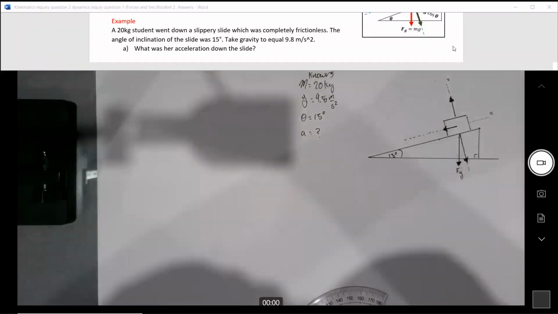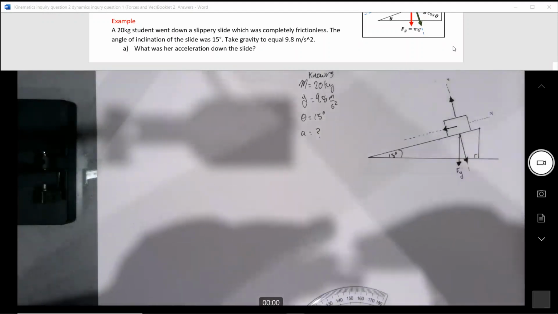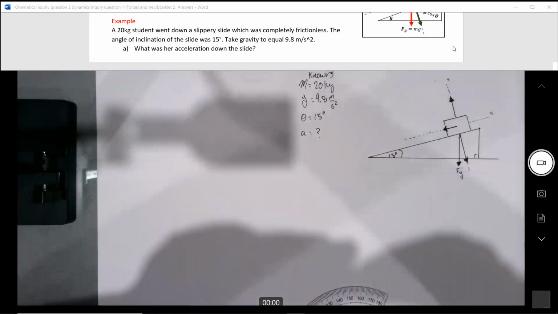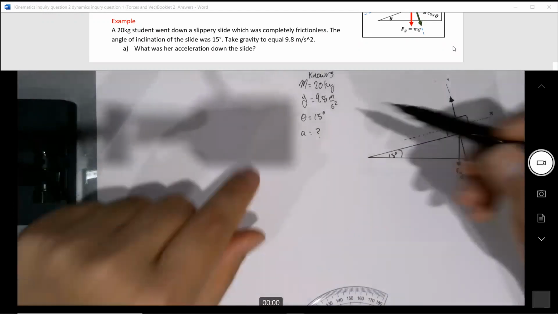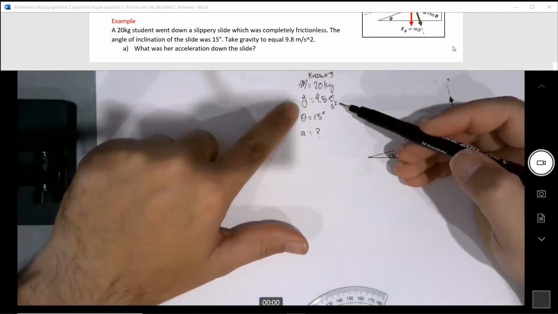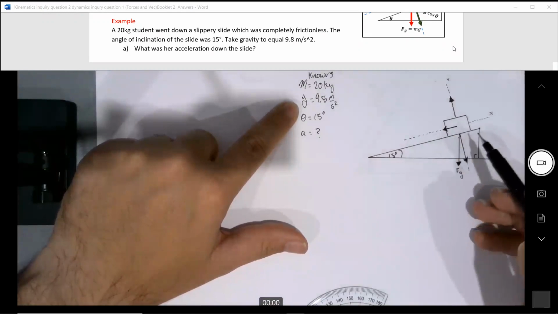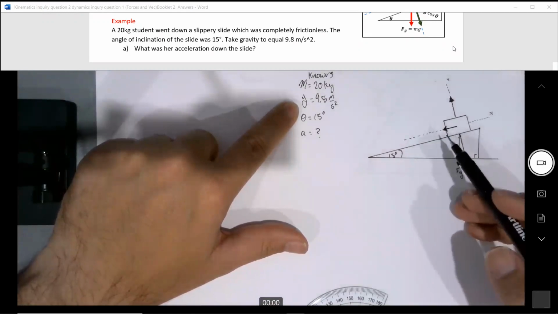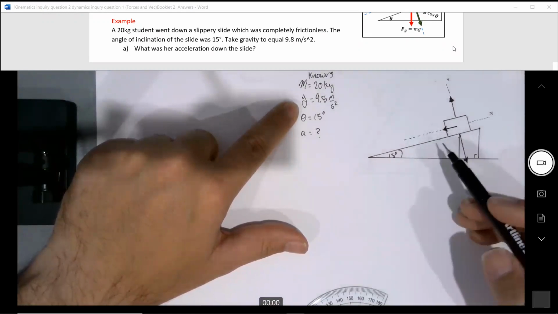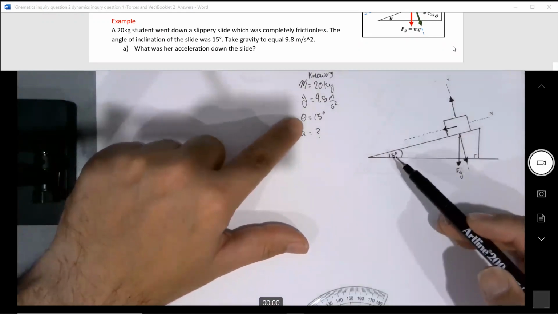Okay, guys, let's go over those examples in your book. So we've got this situation here. We've got a 20 kilogram student. Gravity is equal to 9.8. We're assuming that the whole motion of that student is going to be frictionless. There's going to be absolutely no resistive force, and the angle of inclination is going to be 15 degrees.